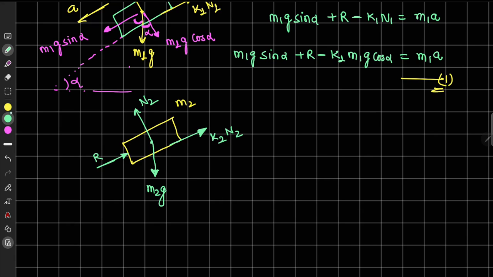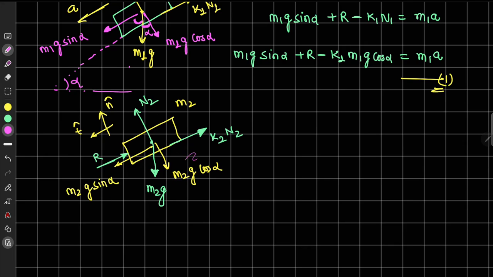Let us take the components of m2g in the normal direction and the tangential direction. Similar to the above case, we can write the component as m2g times cos alpha, and in this direction we will have m2g into sin alpha.